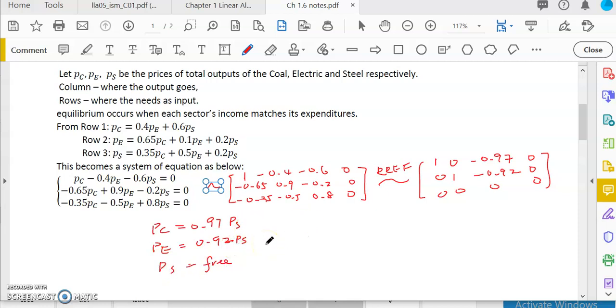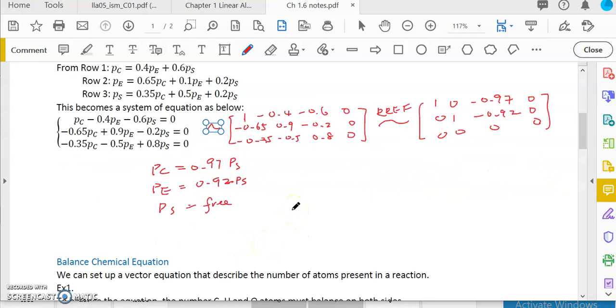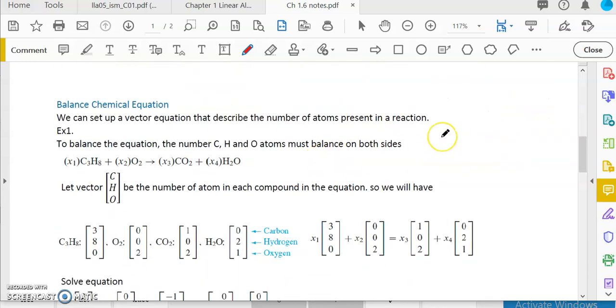So we can write it as a parameter. If we know PS, for example, if PS is 1 million or 100 million, then PC would become 0.97 of T, PE is 0.92 T, and then PS is T. And you can plug in T to see the output price.